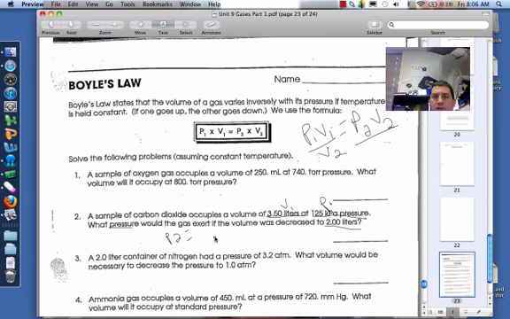By V2. So P1 V1, so 3.5 times 125. Then we're going to divide all that by 2. Multiply that out, and we get 218.75. So our pressure went up because we decreased the volume.